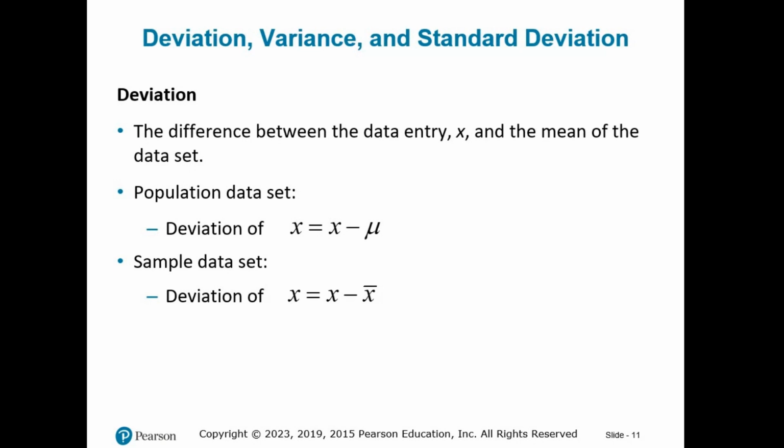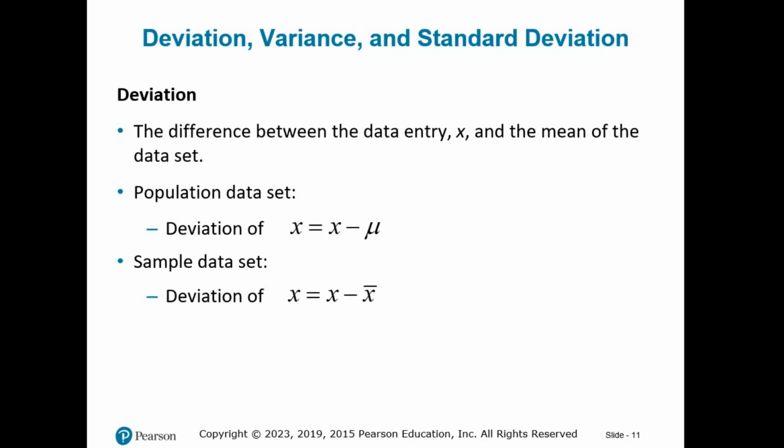Notation, notation, notation. It's very important to keep straight whether you're working with population data or sample data, because the formulas for some of them have distinct differences. In this case, you're using different numbers, the mu, or population mean, or the x bar, the sample mean. In some cases, the formula itself will look quite different. In this situation, it's the same operation. You subtract the mean of the data set from x.